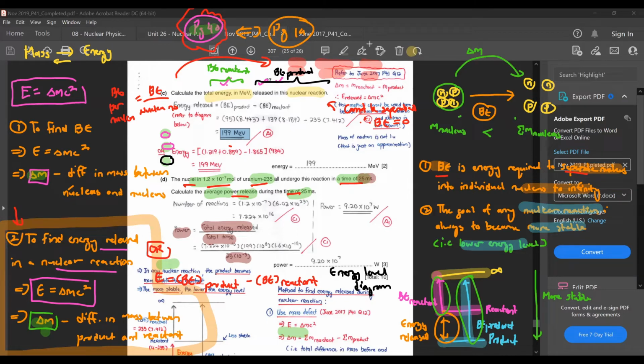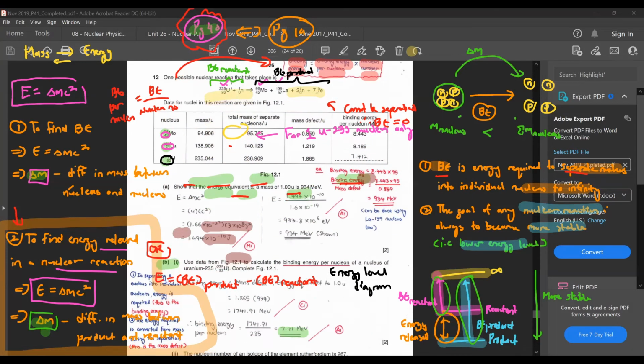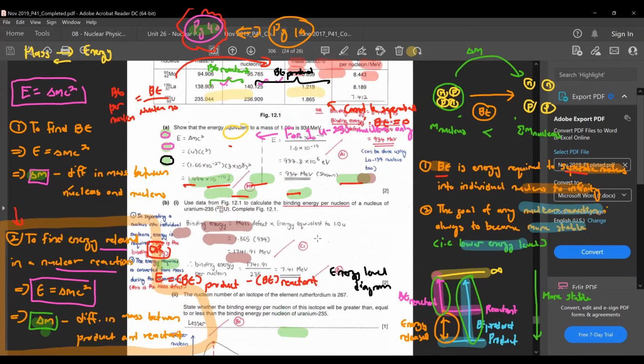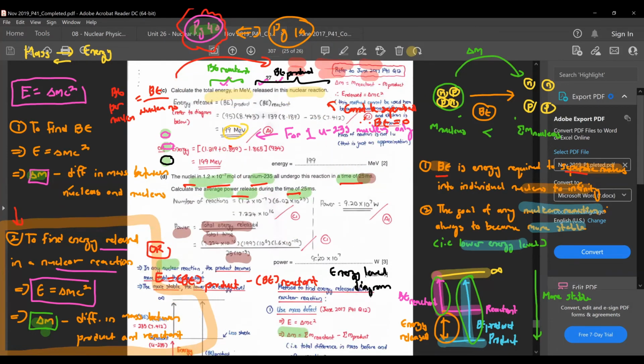But this amount of energy is correct to say is only for one uranium-235 nucleus only. Because you see this reaction here: one uranium nucleus, when it interacts with a neutron, gives you this and 199 MeV. So whatever energy you calculated is actually only for one uranium nucleus.